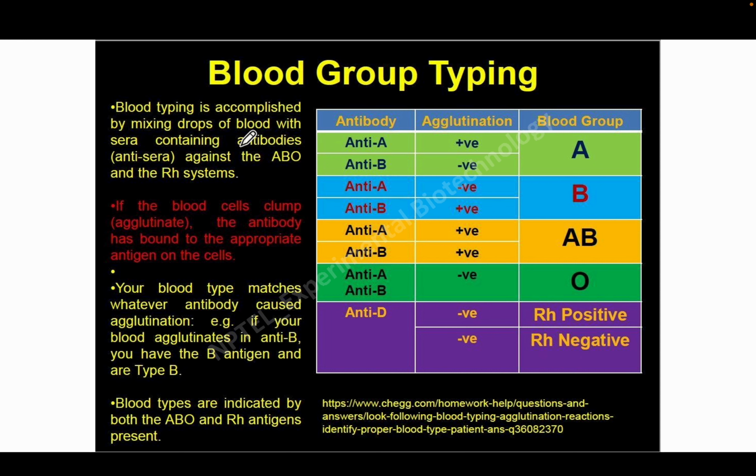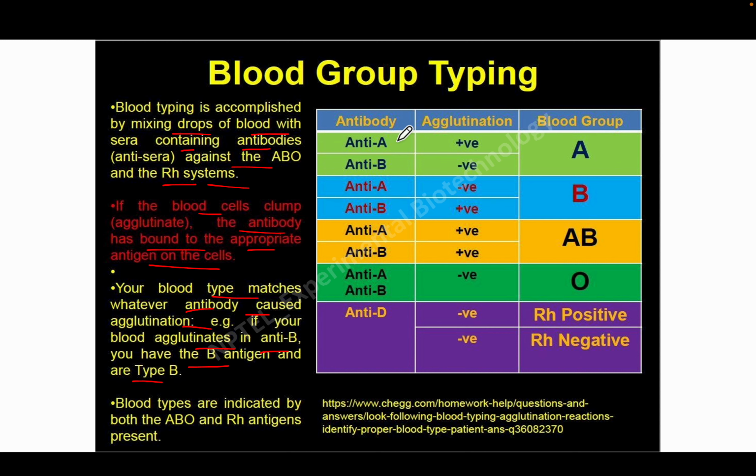Blood typing is accomplished by mixing drops of blood with sera, that means antibodies, against ABO and the Rh system. If the blood cells clump or agglutinate, the antibody has bound to the appropriate antigen on the cells. Your blood type matches whatever antibody caused agglutination. That is, if your blood agglutinates in anti-B, you have the B antigen and are type B. So blood types are indicated by both the ABO and Rh antigens present.